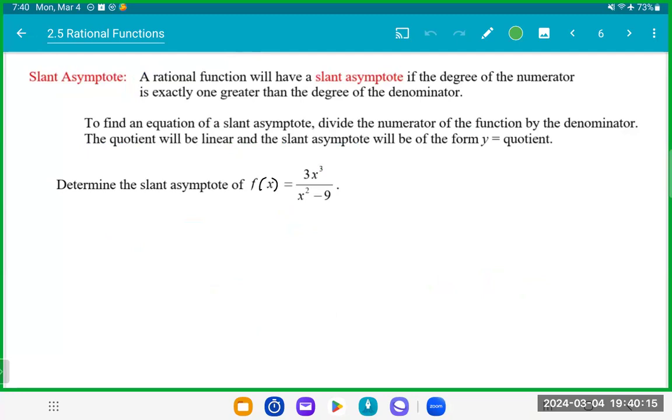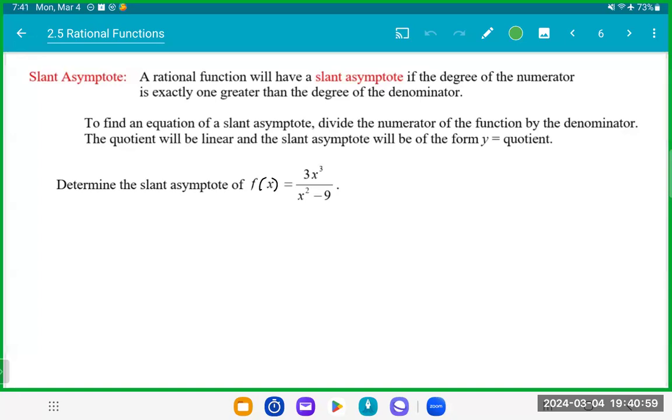Excuse me. And a slant asymptote occurs when the degree of your numerator is exactly 1 greater than the degree of your denominator. And if you have a slant asymptote, you cannot have a horizontal. And if you have a horizontal asymptote, you cannot have a slant. You can have both slant and vertical. You can have both slant and horizontal. You just cannot have slant and horizontal on the same graph. Okay. All right. So let's look at an example.